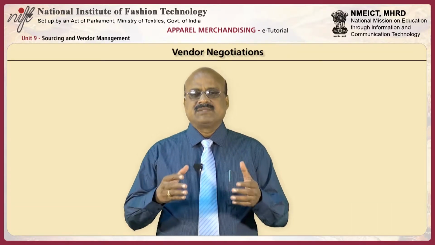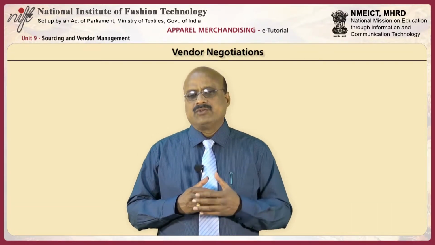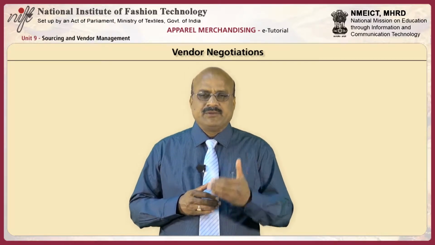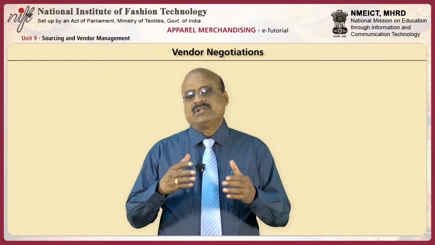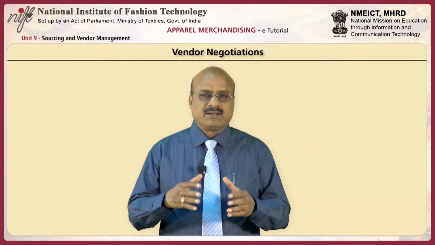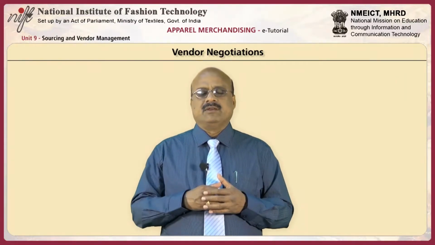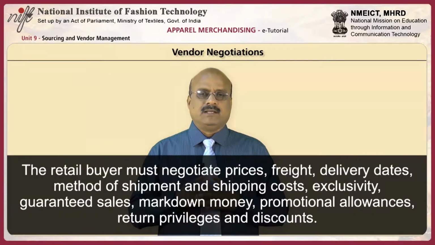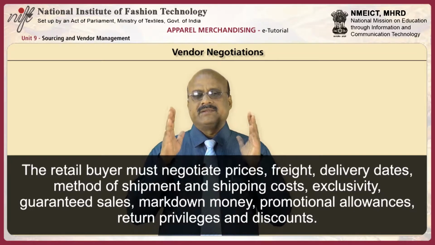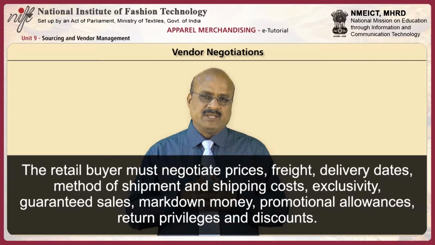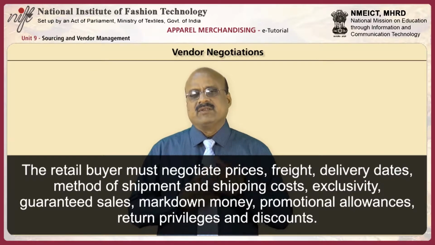The climax of a successful buying plan is the active negotiation with suppliers. The effectiveness of the buyer-vendor relationship depends on the negotiation skills of the buyer and the economic power of the firms involved. The retail buyer must negotiate prices, freight, delivery dates, method of shipping and shipping costs, exclusivity, guaranteed sales, markdown money, promotional allowances, return privileges and discounts.